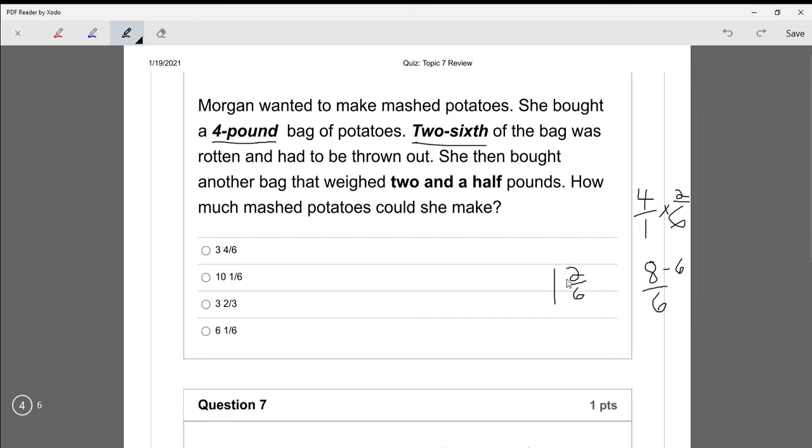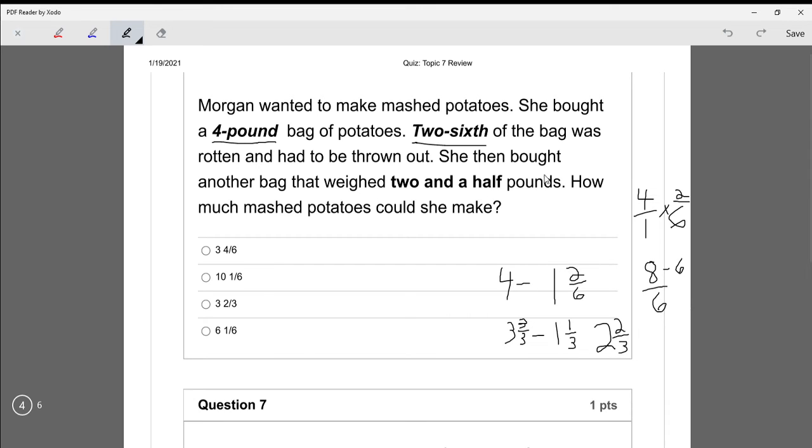And then it says this amount was thrown out. So we have to subtract 4 minus 1 and 2/6. Now 2/6 is actually just 1/3. So it's probably best to reduce it to 1/3. And then I am going to borrow from the 4 and do 3 and 3/3, which is actually equal to 4. 3 minus 1 is 2. 3 minus 1, once again, is 2, so it is 2 and 2/3.